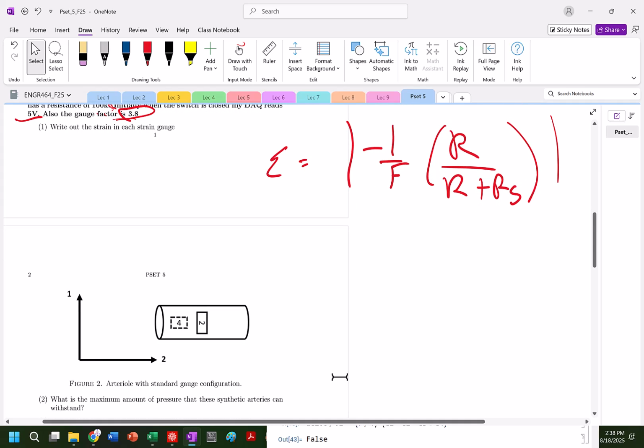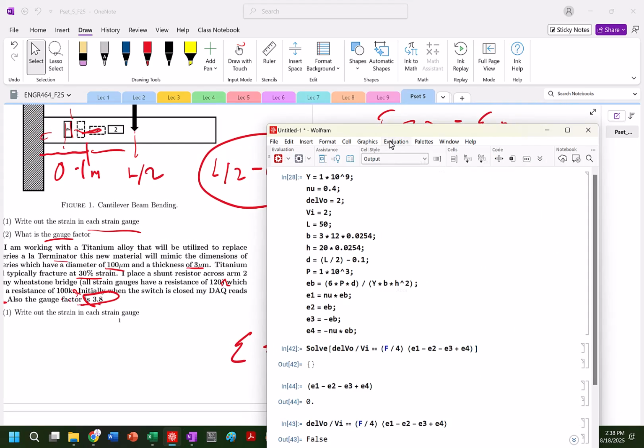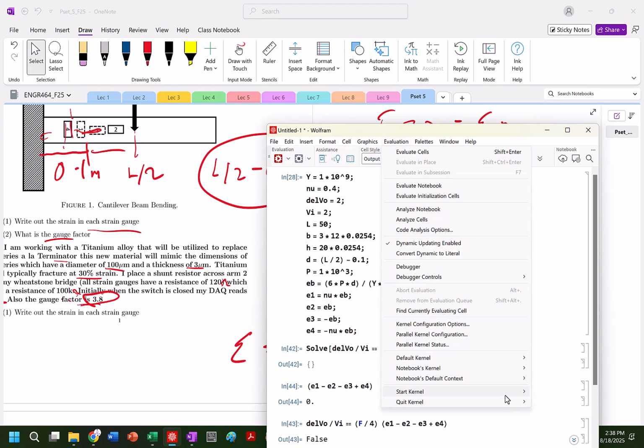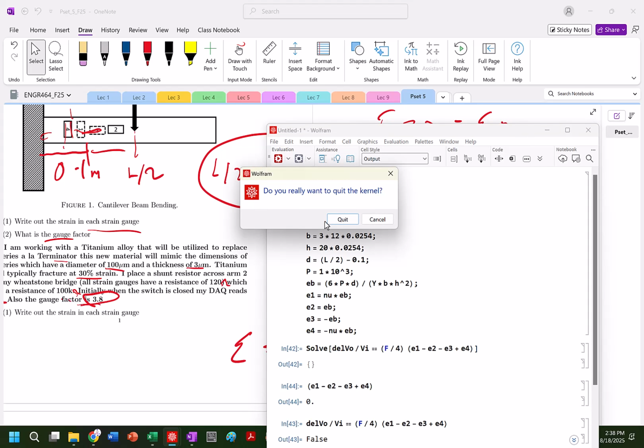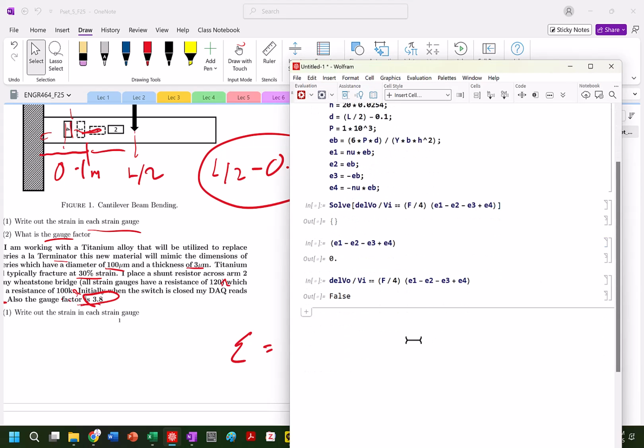So first, before we even get started, let's confirm, is this the thin wall pressure vessel? So I'm going to go ahead and quit this. There's quite a bit going on in this problem, but I love these problems because these are very realistic problems. So we're told titanium, so I'm going to say Y is equal to 100 times 10 to the 9th. My nu is equal to 0.3. Diameter, so my radius is equal to 50 times 10 to the minus 6. My thickness is equal to 3 times 10 to the minus 6. And typically fracture at 30% strain.